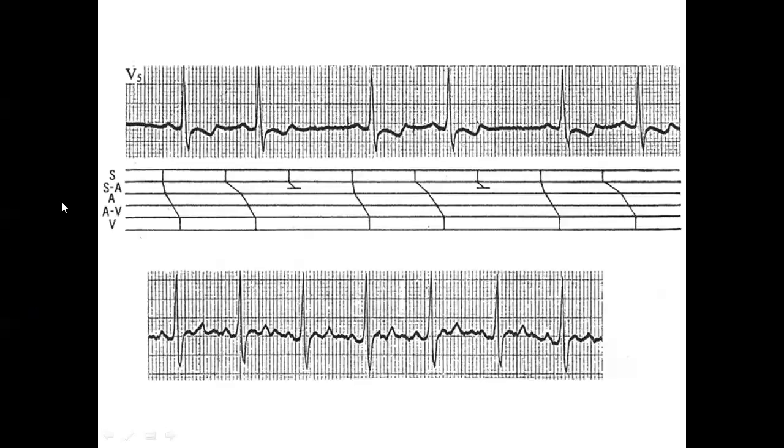So it can be diagrammed like that. Ladder diagram, you can have as many ladders as you need. Ordinarily, we just have A, V. But here, I have the level of a sinus node, SA junction, then atrium, AV junction, and ventricle.